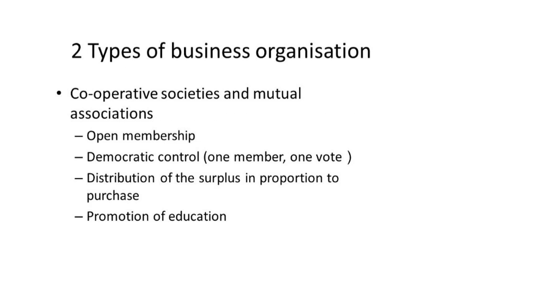Cooperative societies and mutual associations. Cooperatives are businesses owned by their workers or customers, who share the profits. Here are some of the features they have in common. Open membership, democratic control, one member, one vote, distribution of the surplus in proportion to purchases, promotion of education. Although limited companies also have some measure of democratic control, this is on the basis of one share, one vote. So one shareholder could dominate a company if they hold a majority of shares. This would not happen in a cooperative.